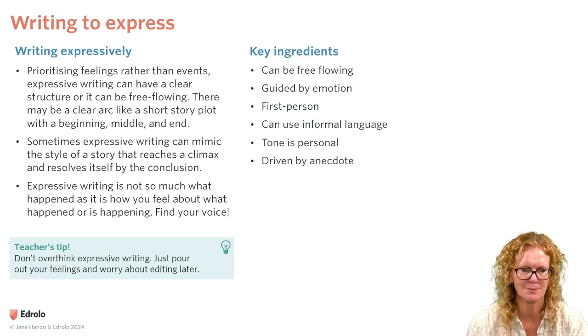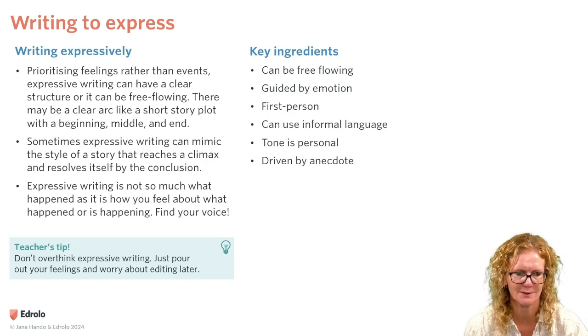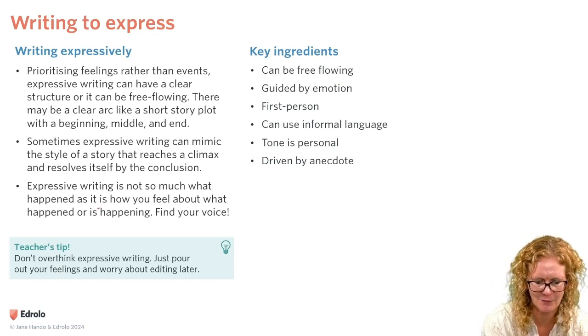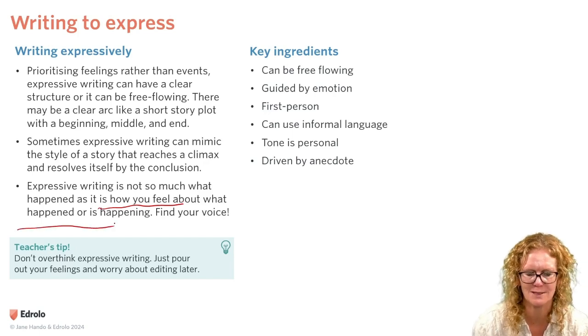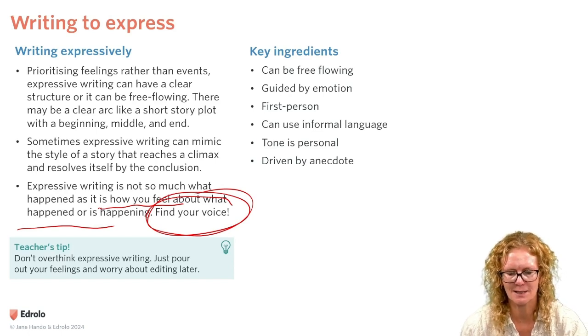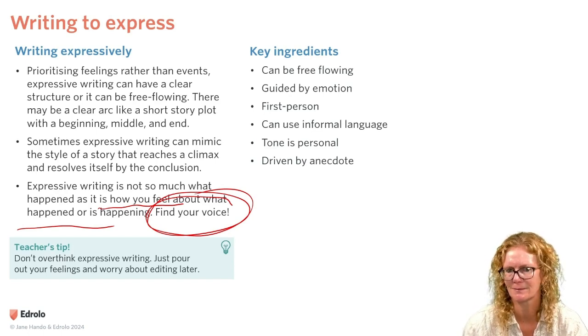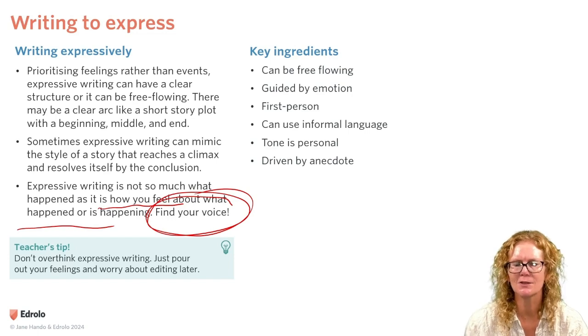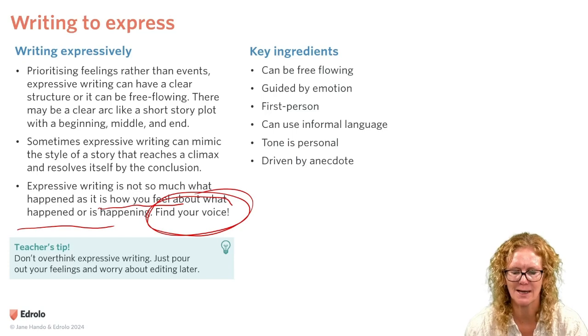Sometimes expressive writing can mimic the style of a story that reaches a climax and resolves itself by the conclusion. Expressive writing is not so much about what happened as it is about how you feel about what happened or is happening. So find your voice, really crucial. Some key ingredients: it can be free-flowing. It's guided by emotion. First person perspective is usually what's applied. You can use informal language. The tone is obviously personal and driven by anecdote.